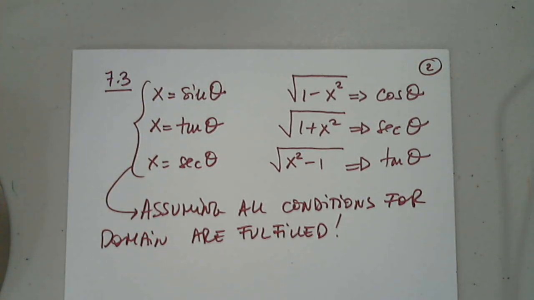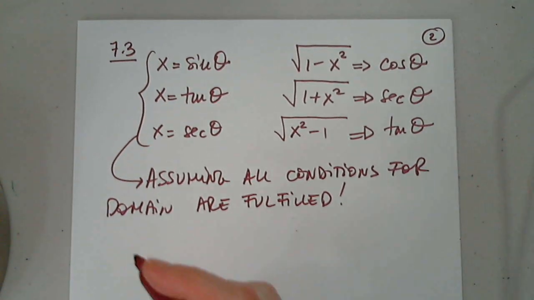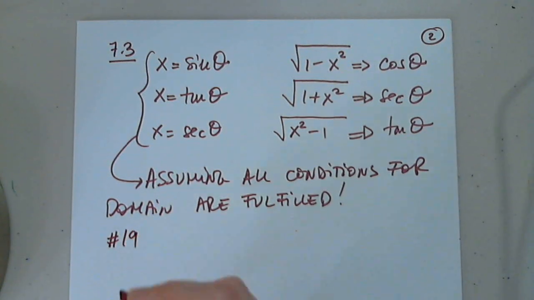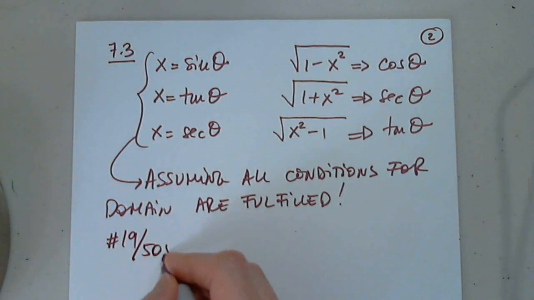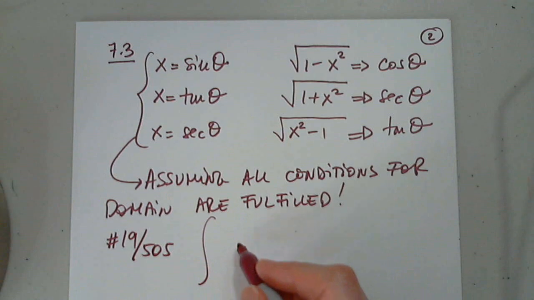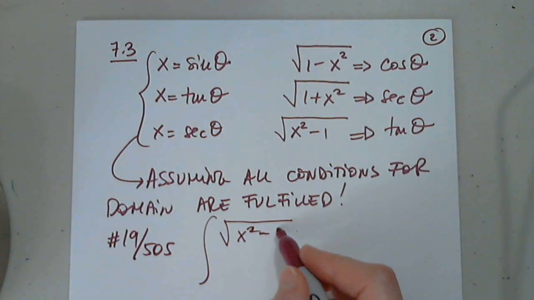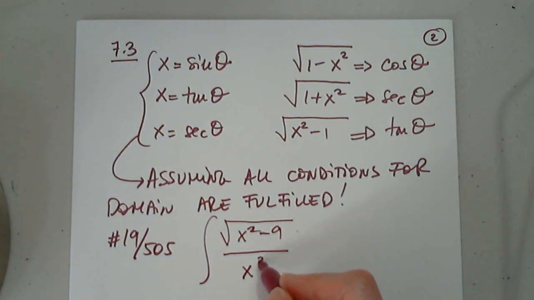Okay, so I'd like to look at a couple of examples. And there I'm selecting all of them from the list of recommended problems from the math department. So 19 on 505. So we have the integral of x squared, the square root of x squared minus 9 divided by x cubed dx.